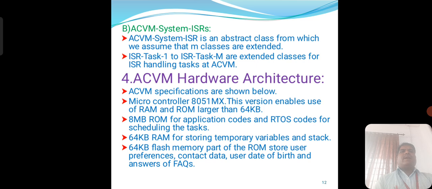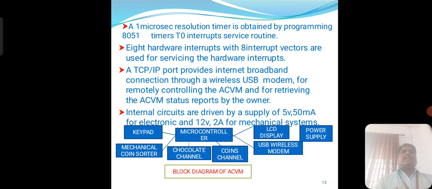Next, ACVM hardware architecture. The microcontroller is 8051MX. This version enables the use of RAM and ROM larger than 64 kilobytes: 8 megabytes of ROM for application codes and RTOS codes for scheduling the tasks; 64 kilobytes RAM for storing temporary variables and stack; 64 kilobytes flash memory, part of the ROM, to store user preferences, contact data, user date of birth and answers to frequently asked questions.